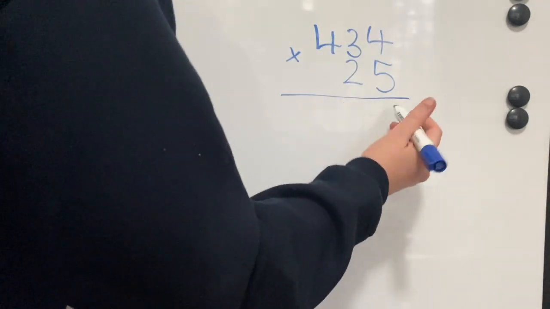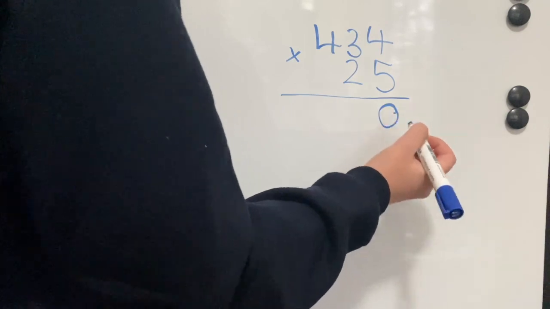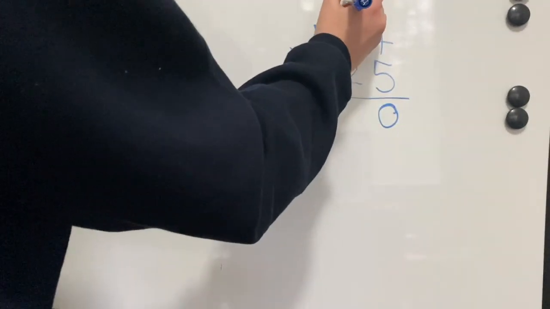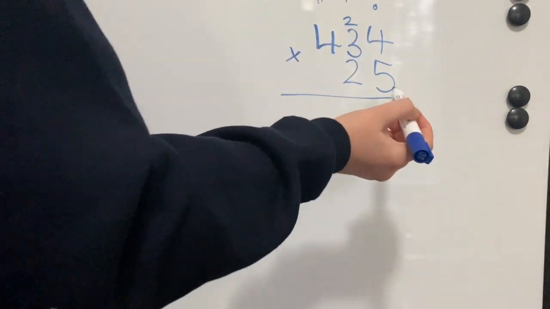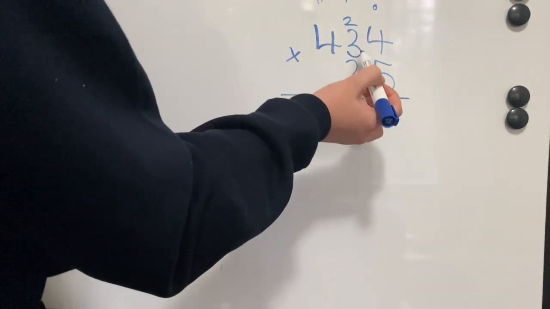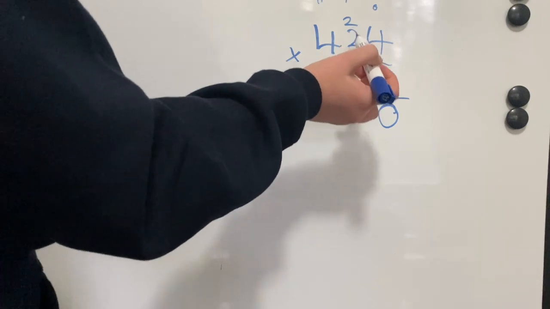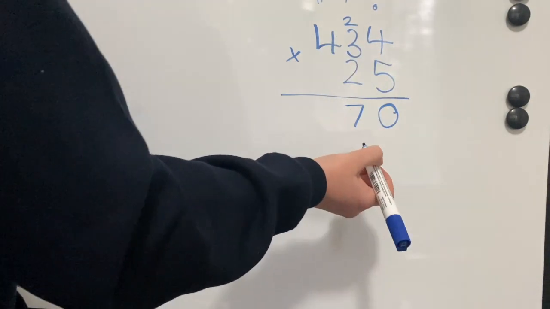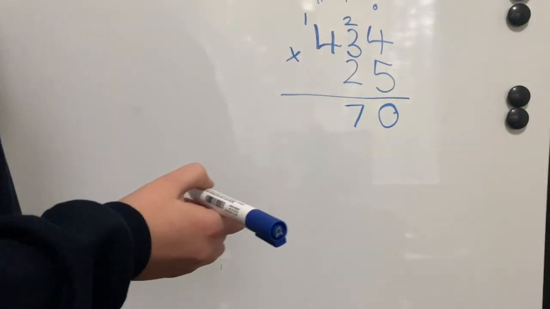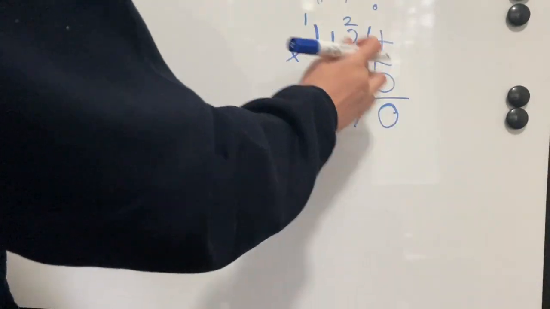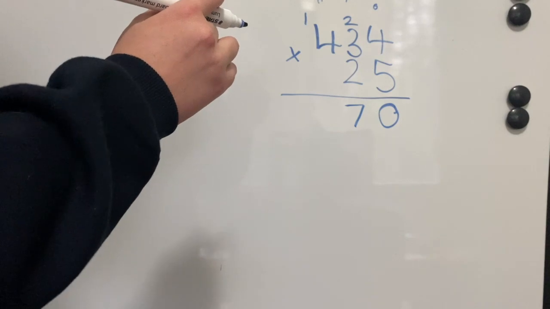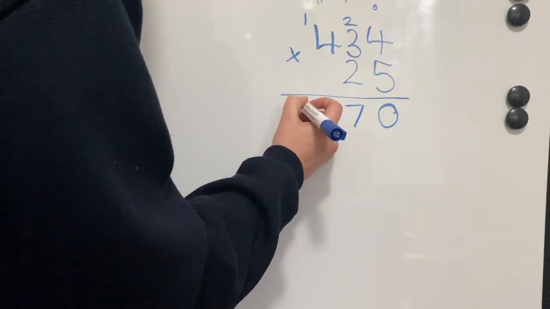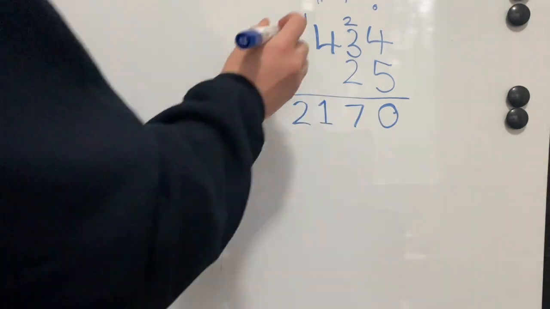So we start with 4 times 5, which is 20. That doesn't go in the ones column. So I'm going to put the 2 tens up here in the tens column. Then I'm going to do 5 times 30, which is 150, plus 20, which is 170. The 100 I'm going to put up here in the hundreds column. 5 times 400 is 2,000, plus 100 is going to be 2,100. So that's going to fit in nicely there.